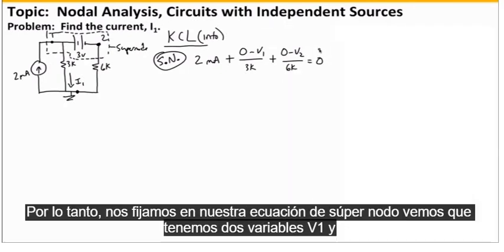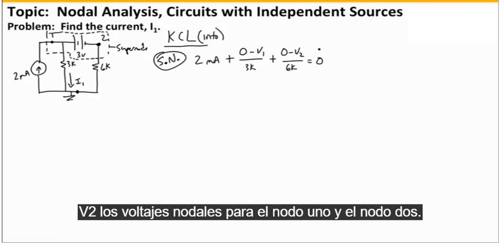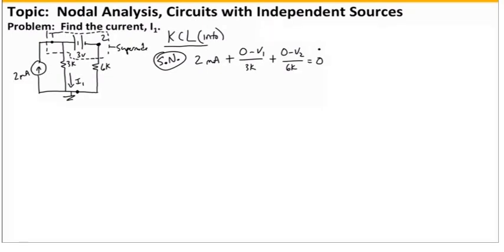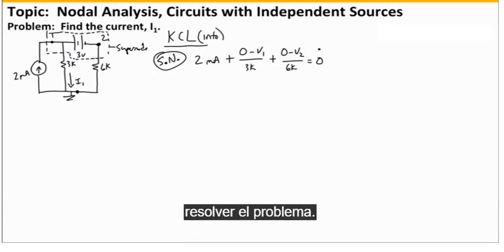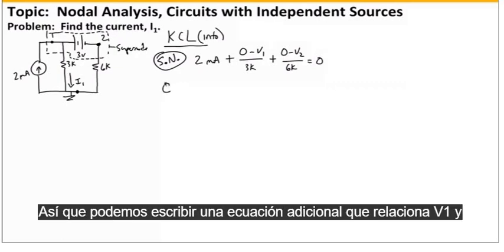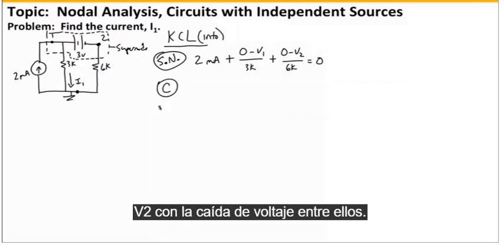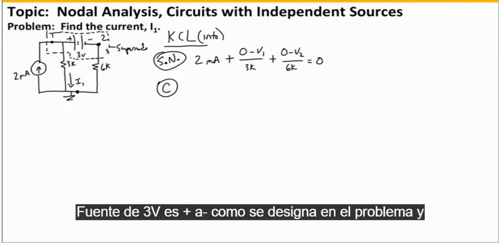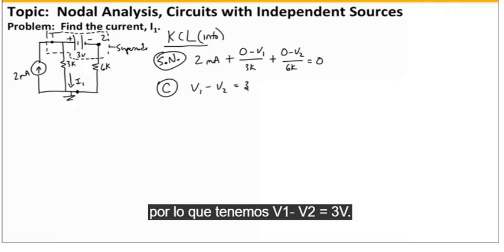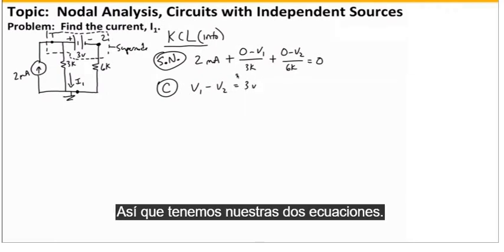Looking at our supernode equation, we see that we have two variables, V1 and V2, the nodal voltages for node 1 and node 2. So we need another equation which is independent of our supernode equation to solve the problem. We can write an additional equation which relates V1 and V2 with the voltage drop between them. It's our constraining equation. The 3-volt source is plus to minus as designated in the problem, and so we have V1 minus V2 is equal to 3 volts. So we have our two equations.